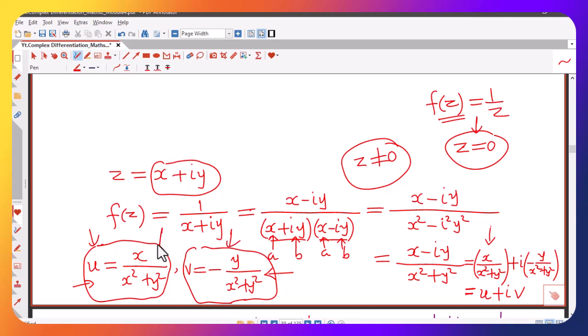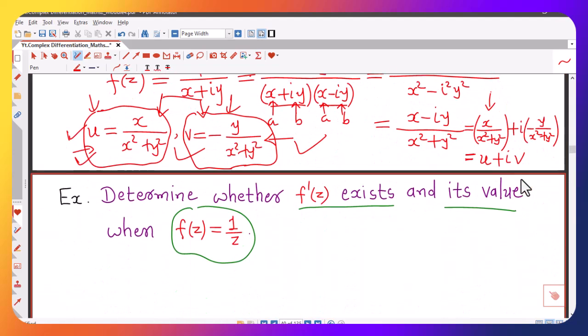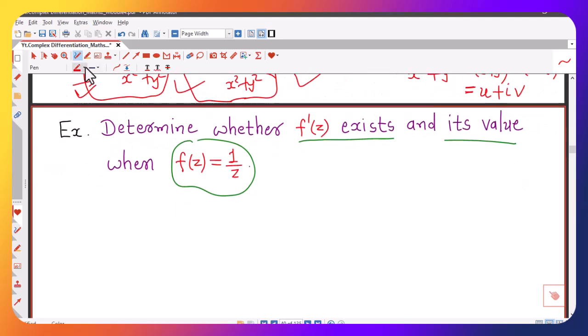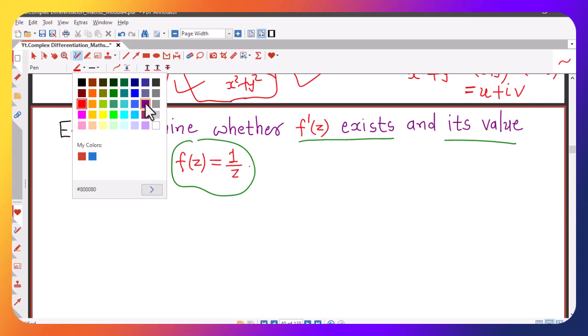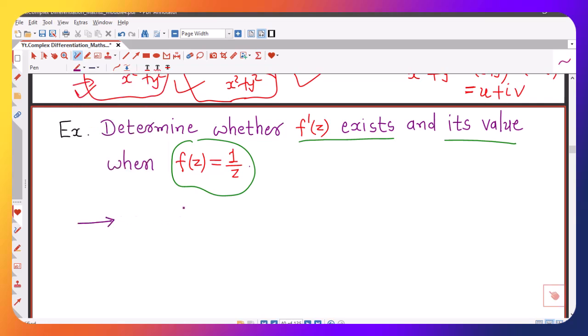So these are also undefined at z equal to 0, that is for x and y both 0, but we are not interested at z equal to 0, therefore we can proceed further in Cartesian form also. You can use CR equations in Cartesian form for this u and v, and you can check the differentiability as we have discussed in previous lectures. Here we are going to use polar form of a complex variable, and we will write down our function in that form u plus iv, where u and v will be functions of r and theta.